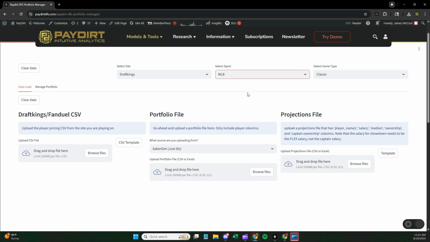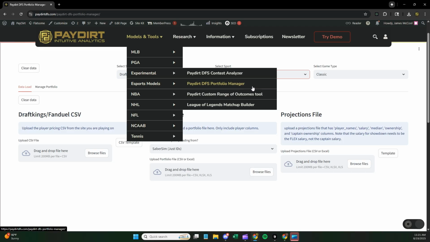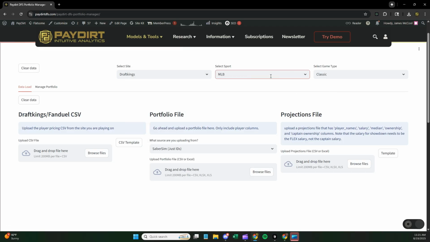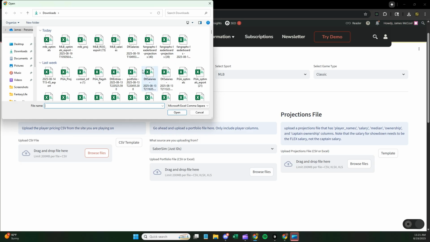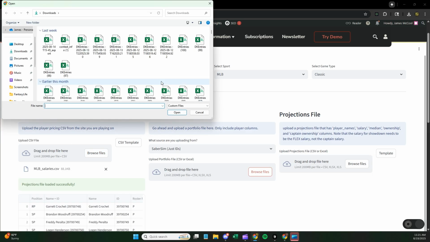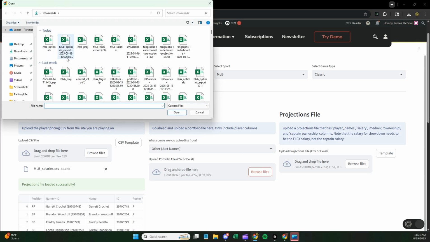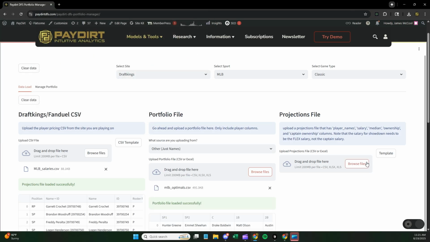So, Portfolio Manager is over on Paydirt, under experimental in the Portfolio Manager here. I'm going to set up for Baseball Classic. I already have all these things, so I'm just going to load them. This is the salary file. This is the optimals file. Oops, I did that wrong. I need to put this in for names. So this is the optimals file, and then this is the projections file.